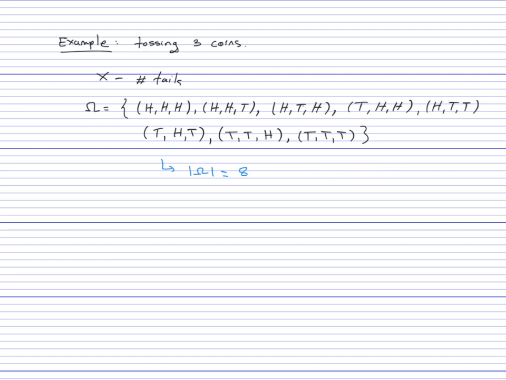Now I'd like to understand what X equals 0 means. X equals 0 means that we didn't get any tails. So that means that the only option is that we get only heads.